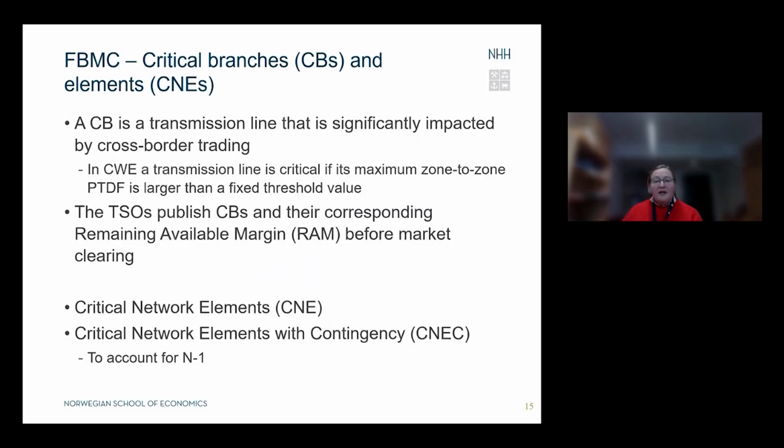In the Nordics, we are calling these critical branches critical network elements. And also, if we are to include the N-1 criterion, we also call them critical network elements with contingency. So maybe some of you have heard about CNECs. This is what this really is.